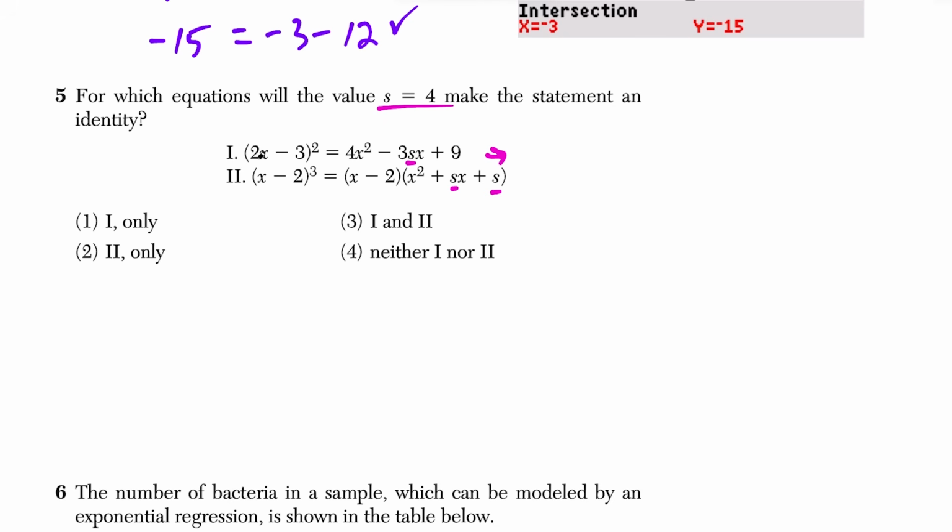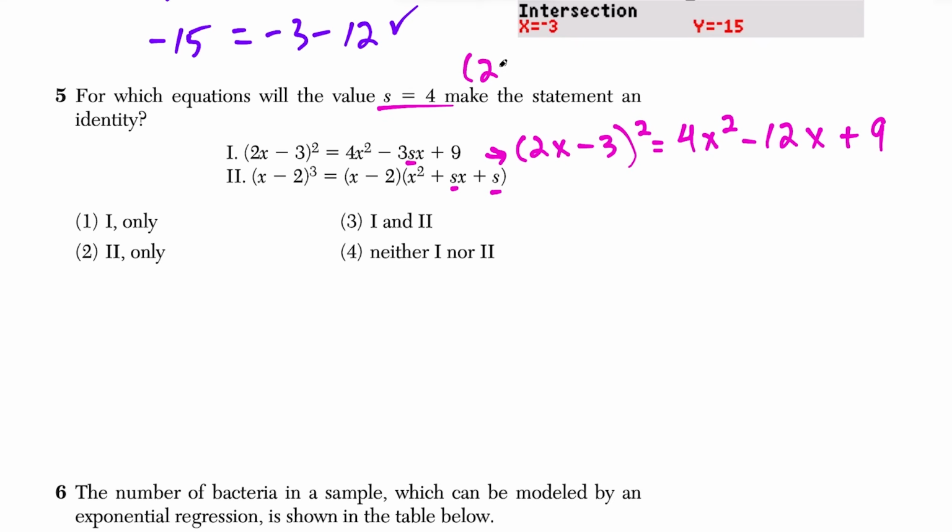So what we're going to have for the first one is 2x minus 3 squared equals, and now we have 4x squared minus, and if I do 3 times s and s is equal to 4, doing 3 times 4 is going to give us 12. So I have minus 12 times x and then plus 9. So first, let's investigate this. And what we could do is just expand this.